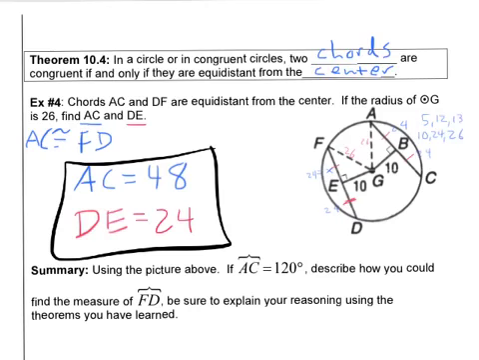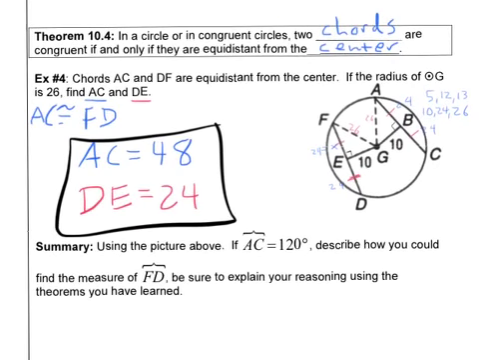Easy enough. Alright, for the summary, I want you guys to be able to use the picture above and tell me, if arc AC is 120 degrees, describe how you could find the measure of arc FD. How could you find this arc measure? Be sure to explain your reasoning using theorems you have learned.